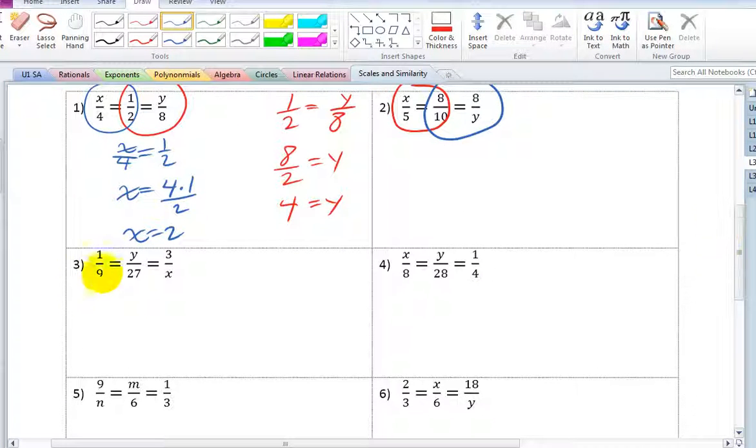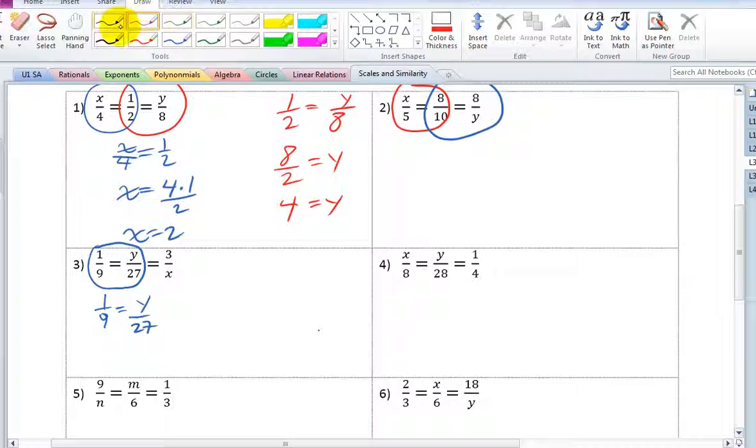For question number 3, the order's kind of mixed up. We know both numbers for the first fraction. So, it's your choice. If you want to rewrite it, you can, but you don't have to. Okay. This one's easy. You can see these two being equal. So we have 1 over 9 equals y over 27.